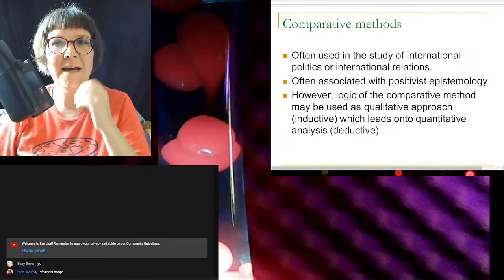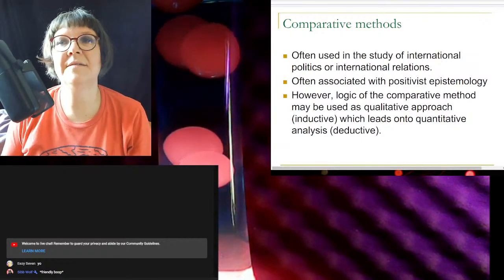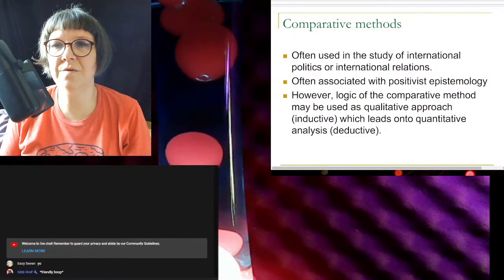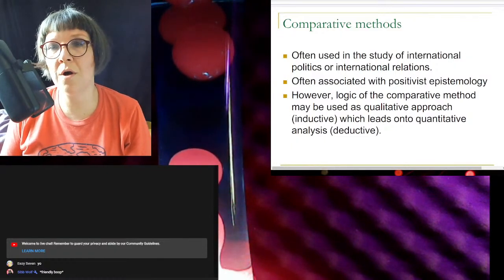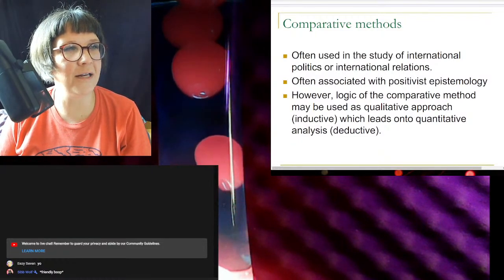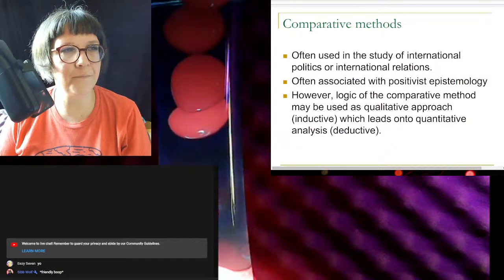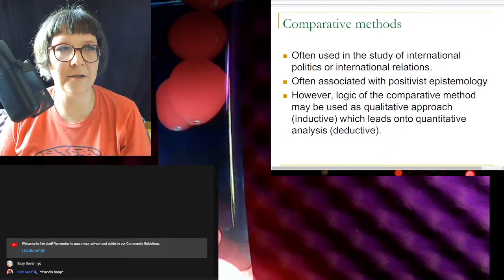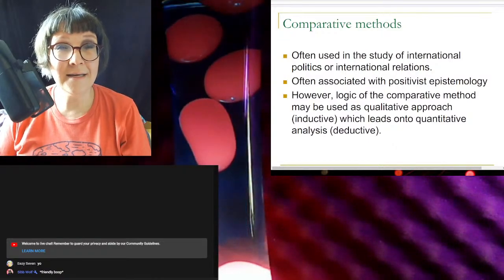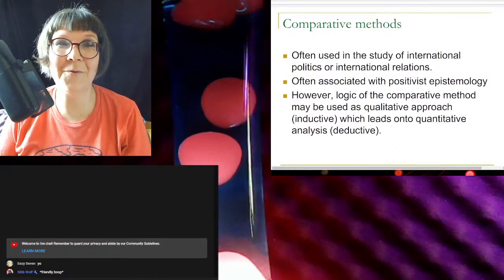That's better. It is often associated with a positivist epistemology, although the logic of comparative method could be used either inductively or deductively. We're going to be focusing on cases where it's a little bit harder, where you don't have necessarily enough cases to be able to do a statistically generalizable quantitative study.